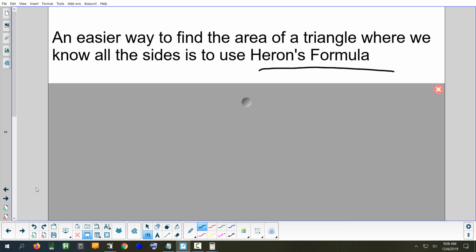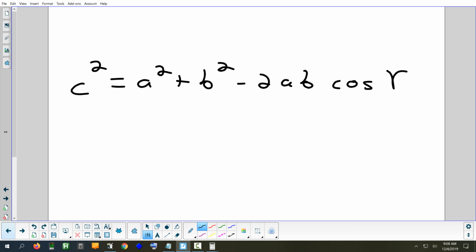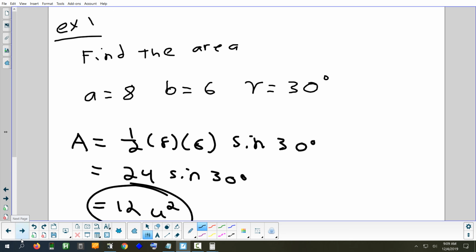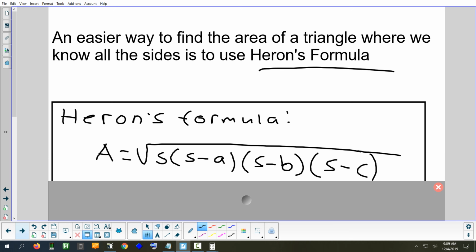And the proof of Heron's formula, which we don't go through, would involve the law of cosines. So Heron's formula is based on using this. It's kind of built into the formula for you. So let's look at what Heron's formula is. That's the formula. And we're going to try it and see on the last problem if we get exactly the same answer doing it this way and doing it the way we did it.